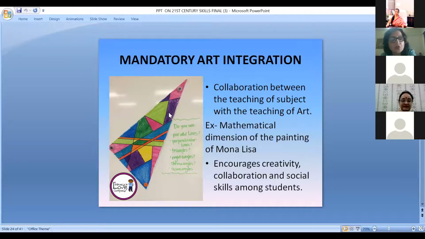I attended this workshop where a mathematician explained to us how Mona Lisa has been painted, and what are the mathematical dimensions of her face, why she looks so beautiful. So it encouraged creativity, collaboration, social skills among students. If we incorporate art with teaching, you will see that it will bring creativity among the students.